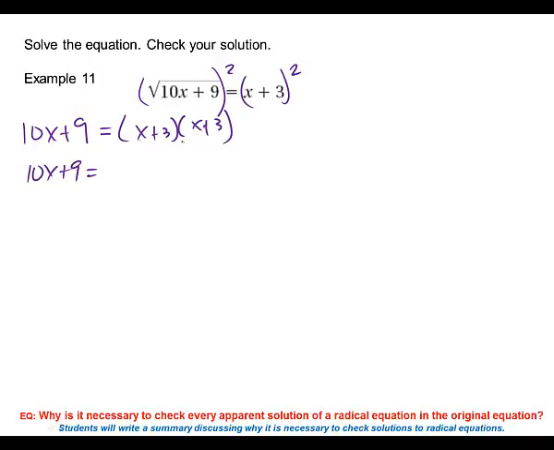What's x times x? X squared, good. X times 3? How many of those do I have? 2. What do we get in the middle? 6x, not 6x squared, 6x. 3 times 3? 9.